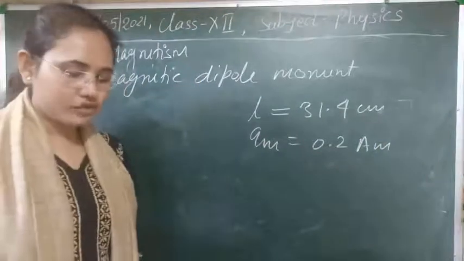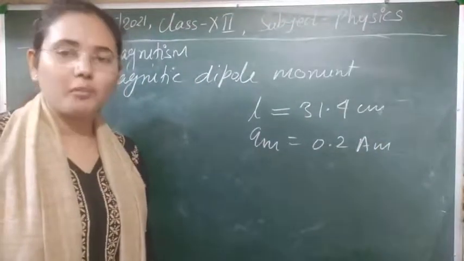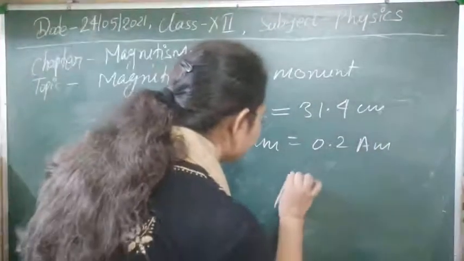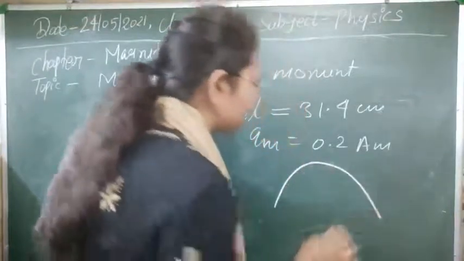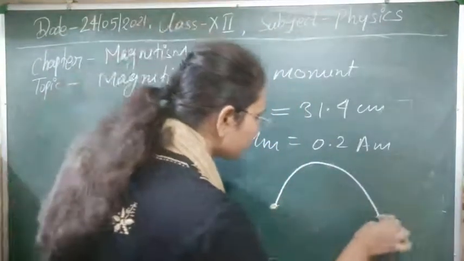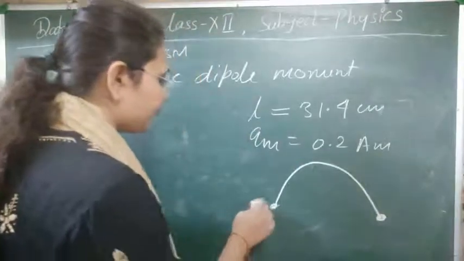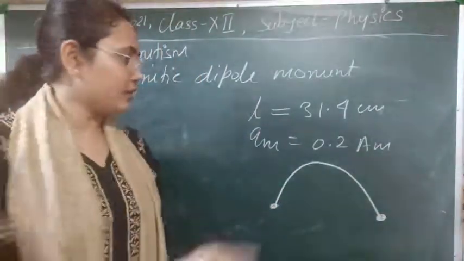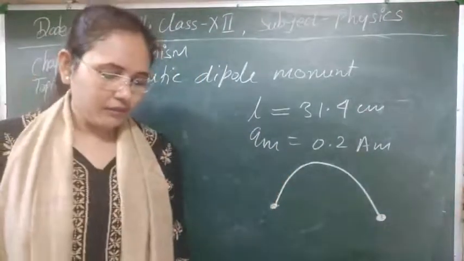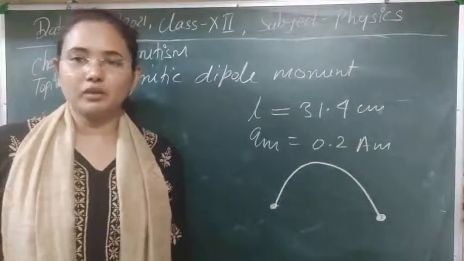Now this straight wire we have bent in the form of a semicircle, means in such form we have just bent it. So these are the two poles here, and their pole strength are the same, equal to this one. Then we have to calculate what will be the magnetic moment of this steel wire.